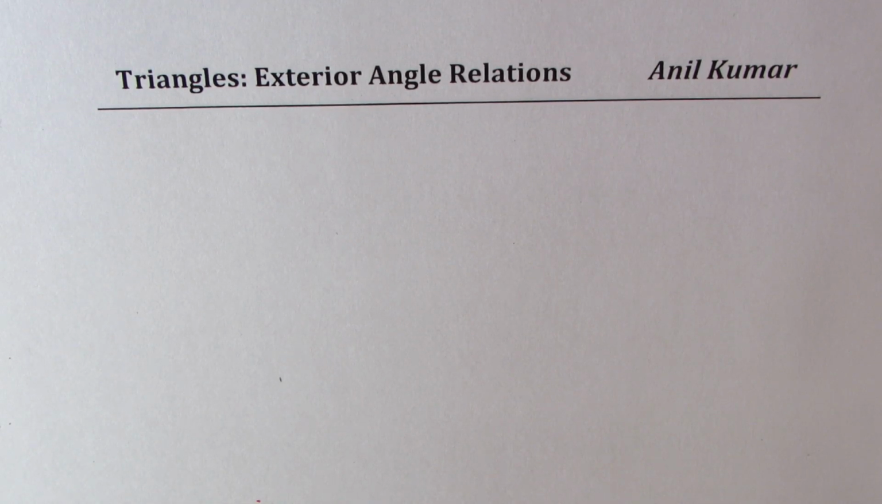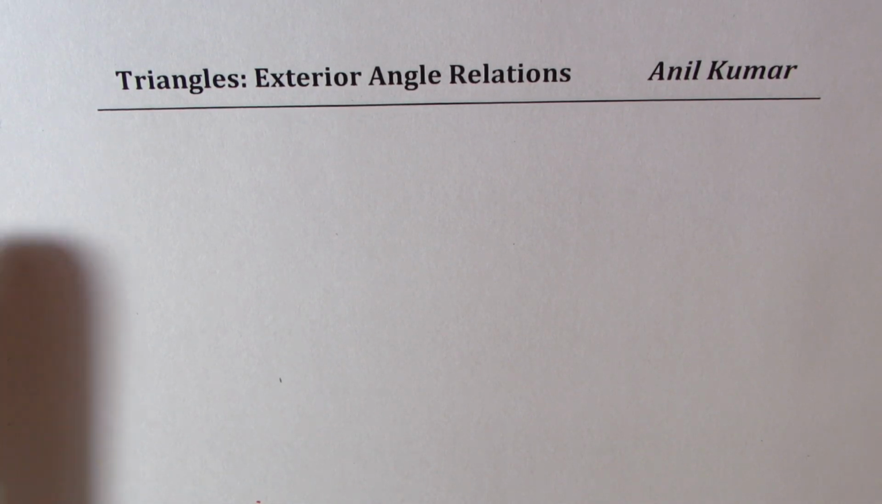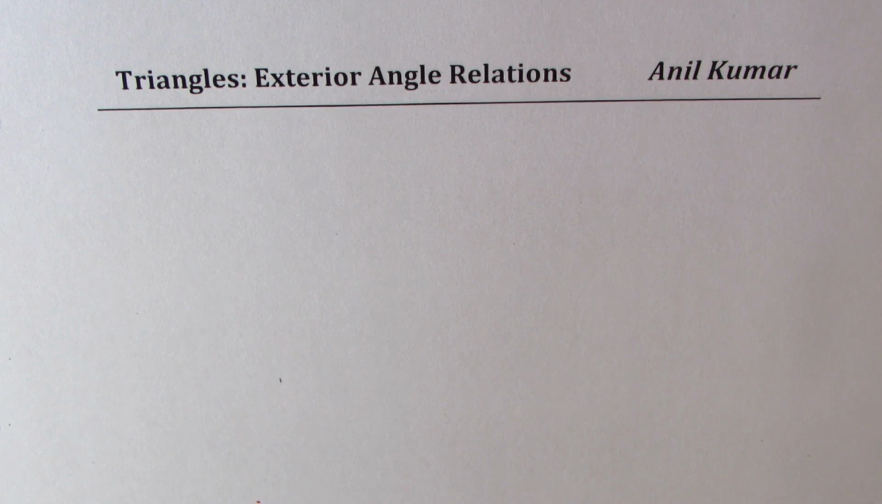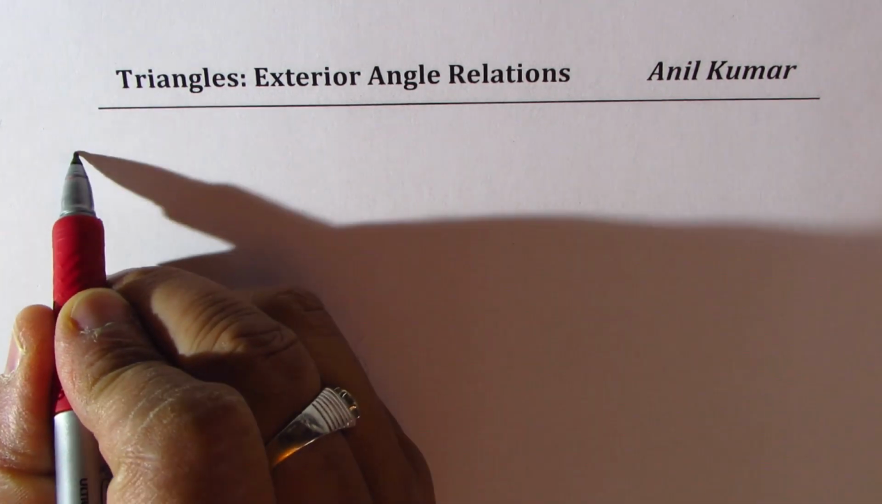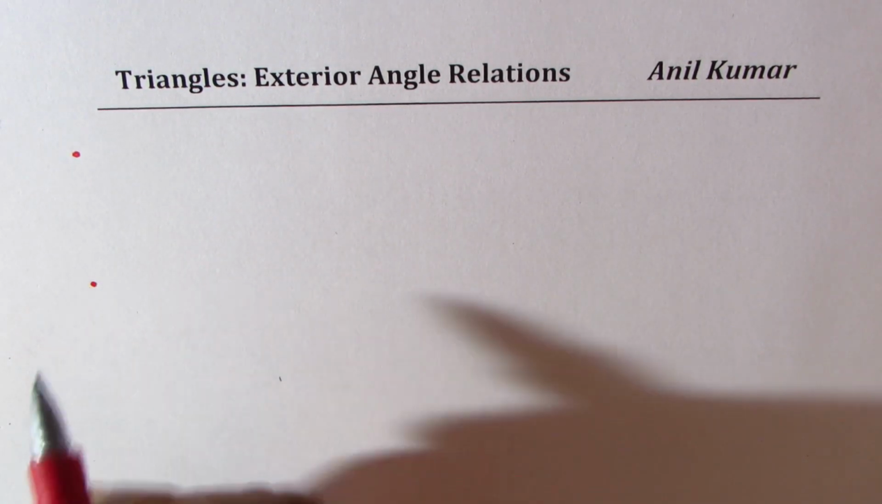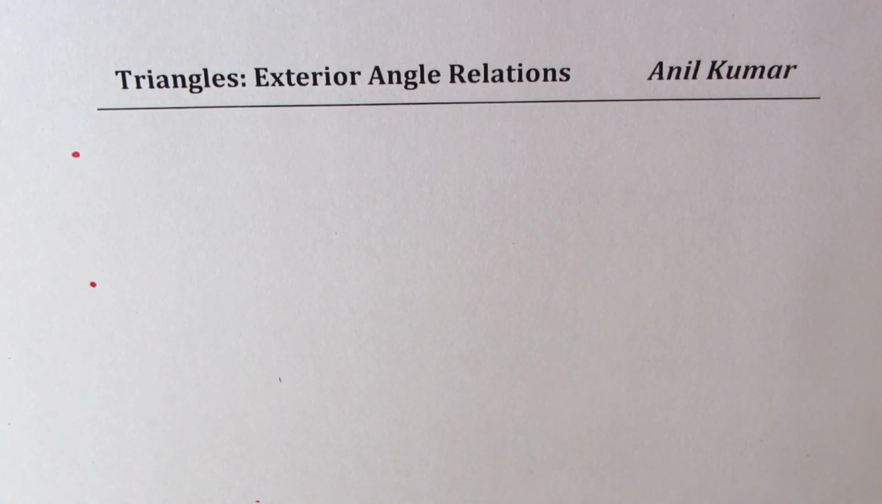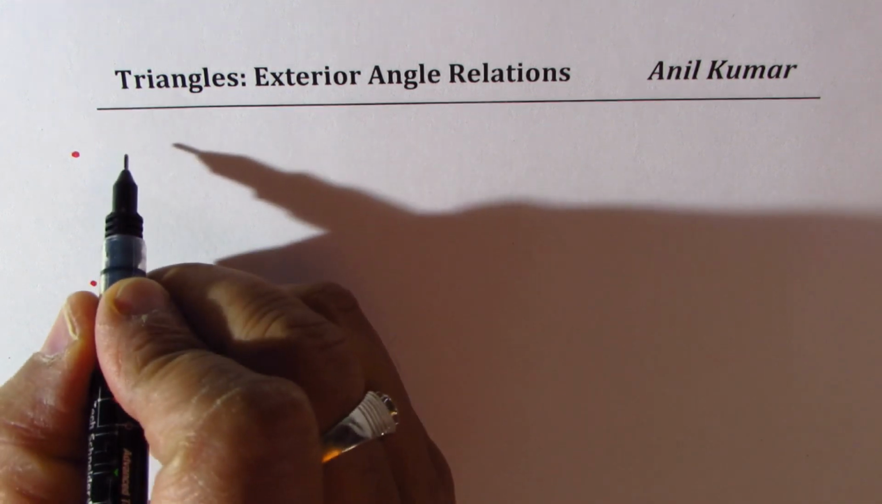I'm Anil Kumar. In this video, I'm going to discuss exterior angles of a triangle in detail. There are basically two key things to remember. One is that the sum of exterior angles of a triangle is 360 degrees.